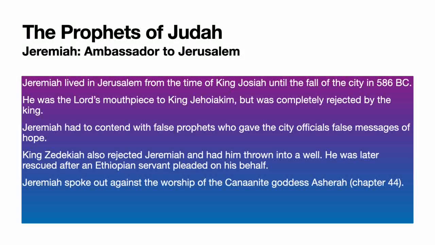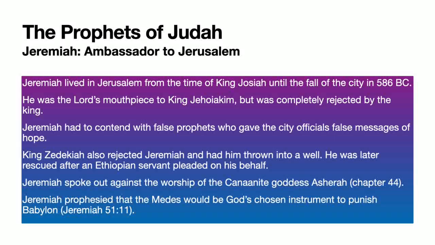And Jeremiah, one of the things he did was to speak out against the worship of the Canaanite goddess Asherah. This is from chapter 24 of his book. And then finally, Jeremiah, like Isaiah, prophesies that the Medes are going to become God's chosen instrument to punish Babylon. This is from Jeremiah chapter 51, verse 11. So even though God is announcing that he's using Babylon to punish Judah, God is also foretelling the means by which Babylon itself would ultimately be destroyed.